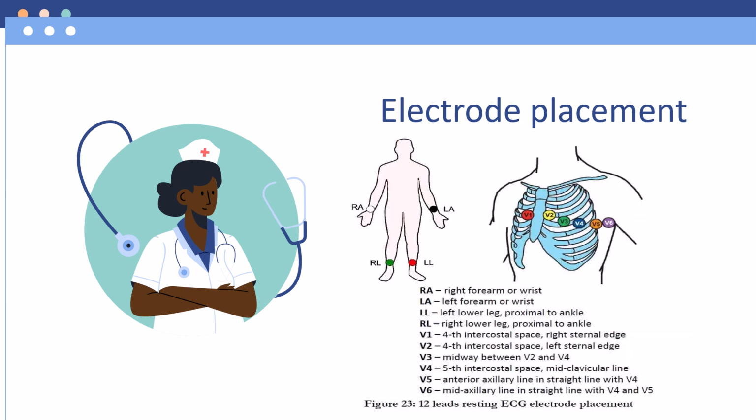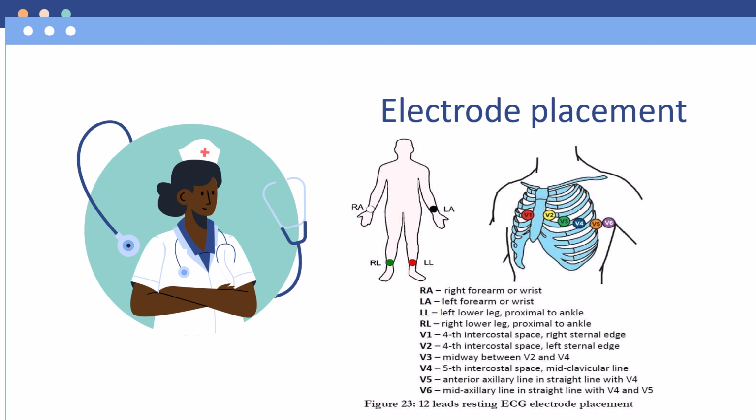How do you place them? RA is placed on the right forearm or wrist. LA is placed on the left forearm or wrist. LL, left lower leg proximal to ankle. Right leg, right lower leg proximal to ankle. V1, be very careful with the placement of the precordial leads. V1 should be placed in the fourth intercostal space, as you can see in the figure itself. It is here in the fourth intercostal space: 1, 2, 3, fourth intercostal space.